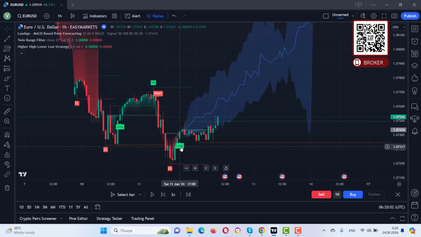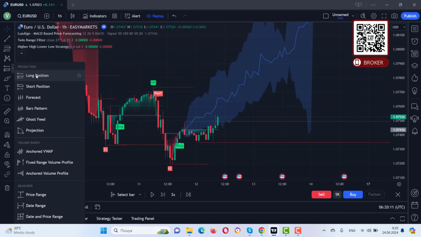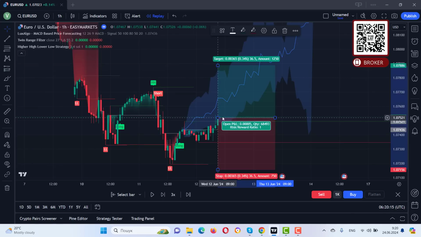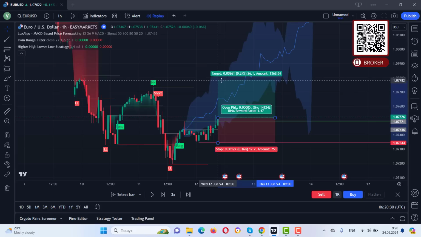Let's head to that location and make a purchase. Let's place a buy order. Place an open buy order, with the stop loss and take profit.